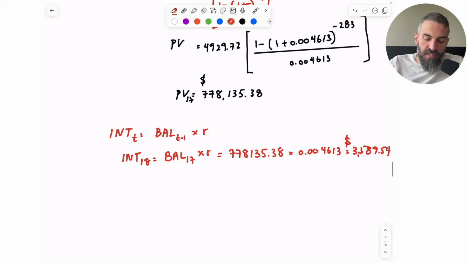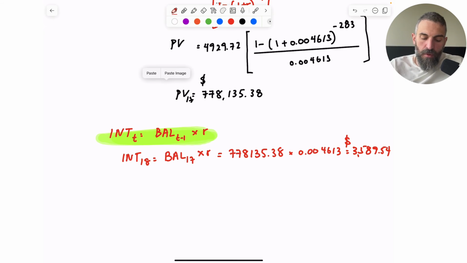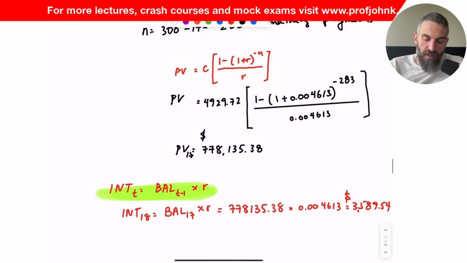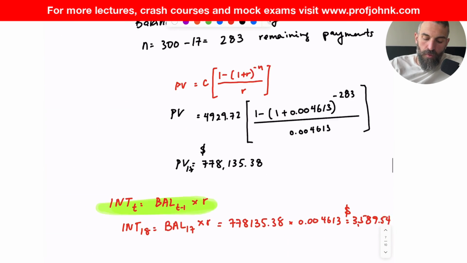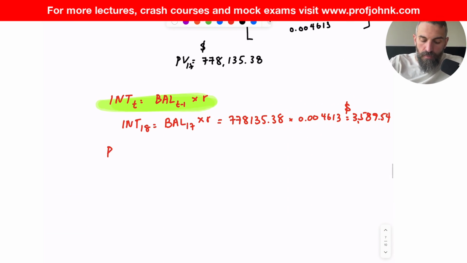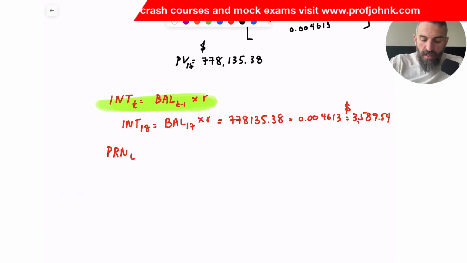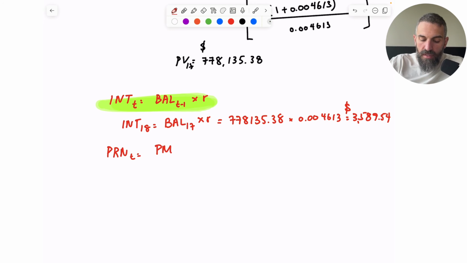So key things to take away here, right? The interest portion. And I explained this before with the table, but now you see it with a formula. And if I go back to the table, you see the interest is just based on your previous balance. Whatever you owed after the previous payment, that's what your interest for the next payment will be worth. And then your principal for any given payment is just the difference between the payment and the interest portion.